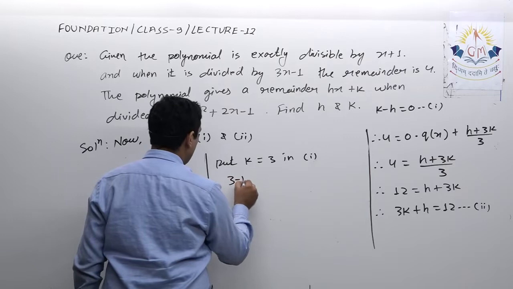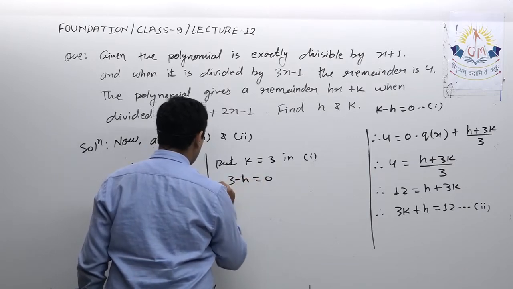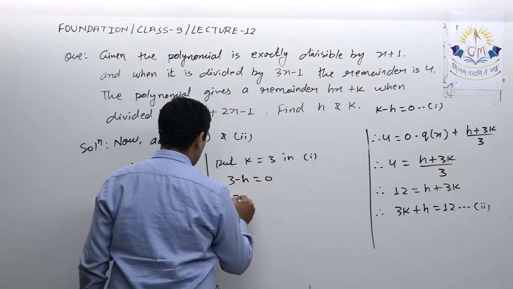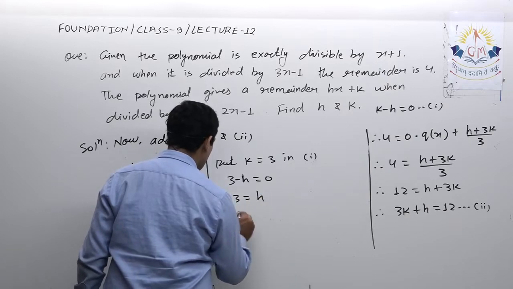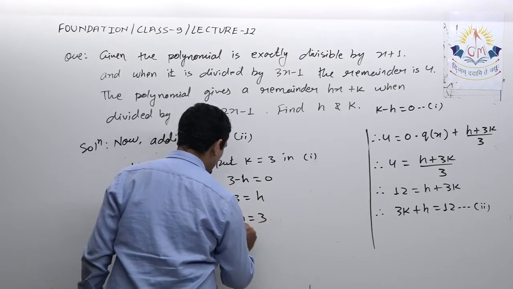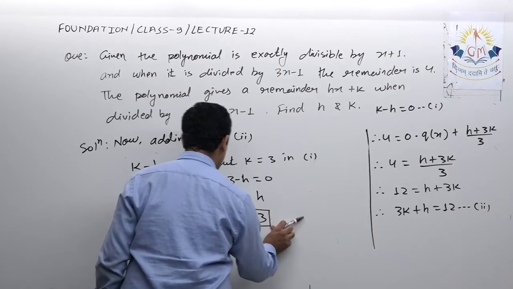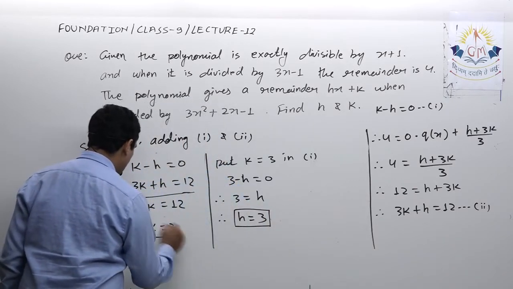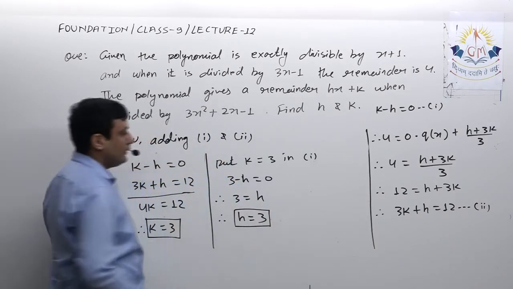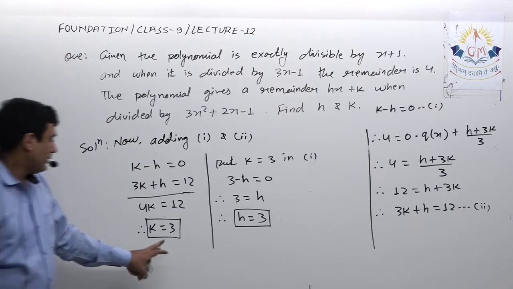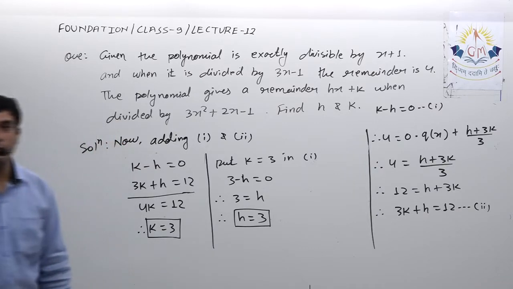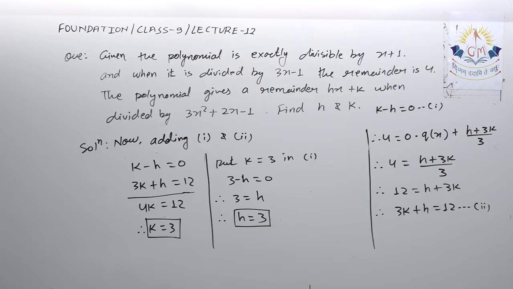So 3 minus h is equal to 0. Therefore 3 is equal to h. Therefore h is equal to 3. So the value of k and h is the same. Okay, k equal to 3, h equal to 3. So that is final. Please note it down, then we'll see the next question.